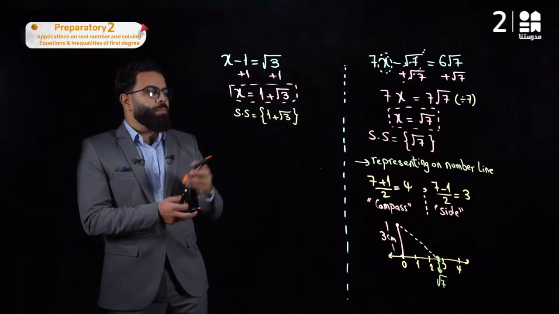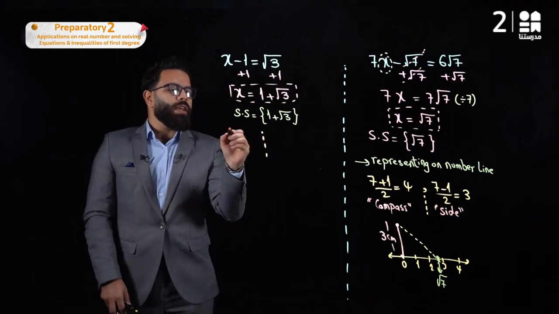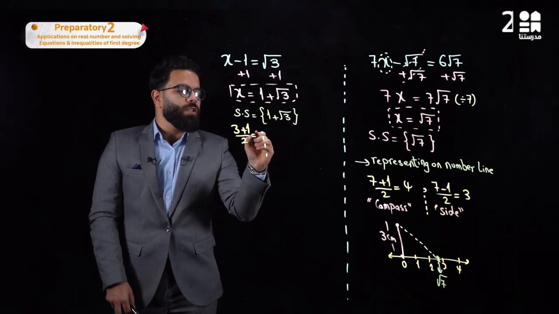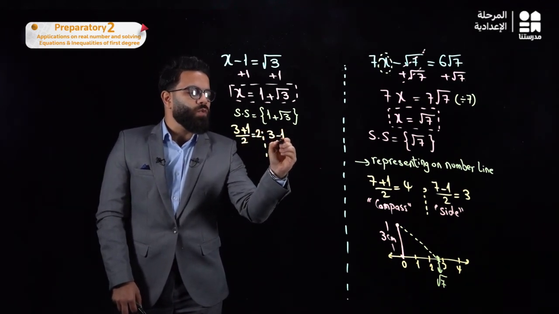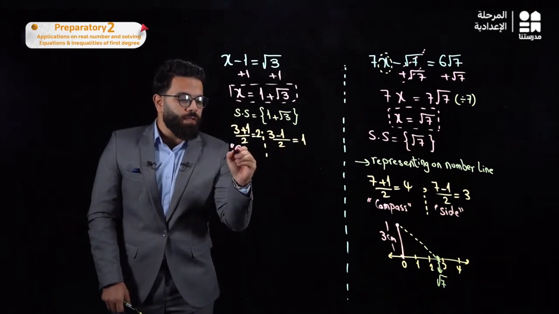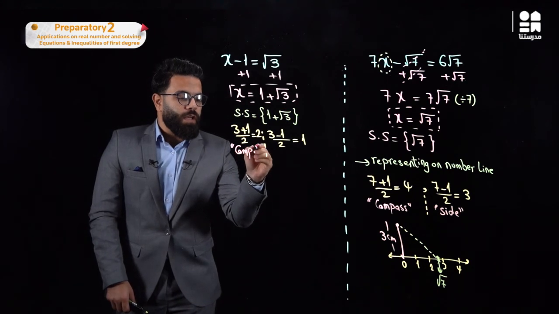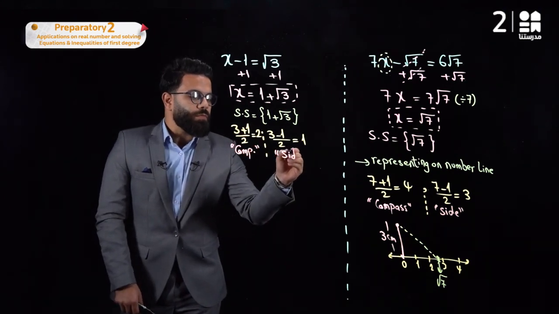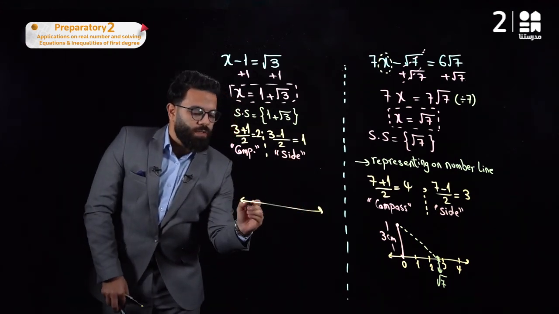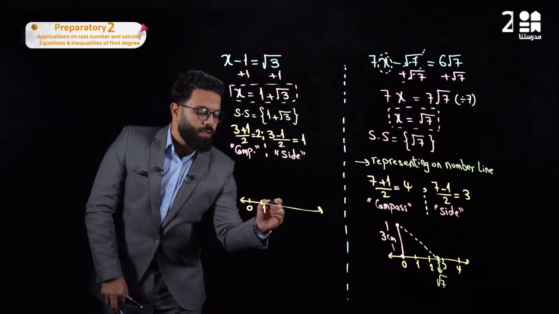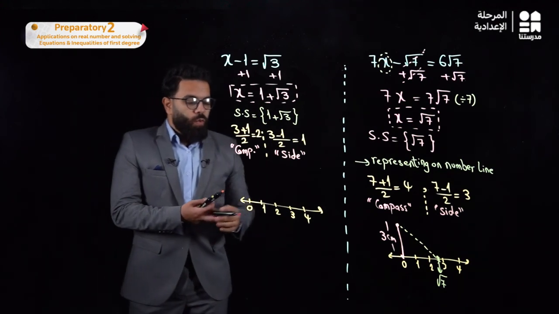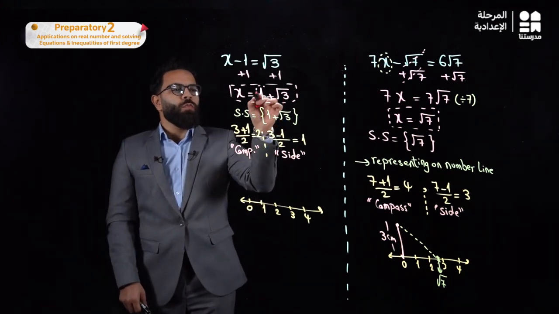Yes, take the number under the root and we make 3 plus 1 over 2, and this is equal 2, and 3 minus 1 over 2, and this is equal 1. This is the compass opening, and this is the side. So we can draw the number line as this: 0, 1, 2, 3, and 4. So we start from what? Yes, we start from 1.